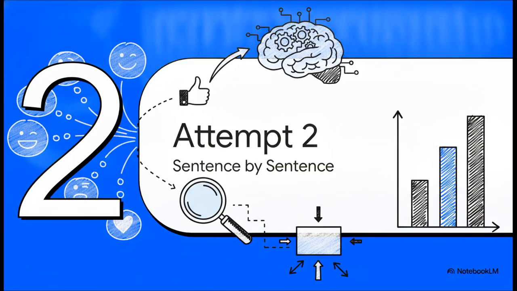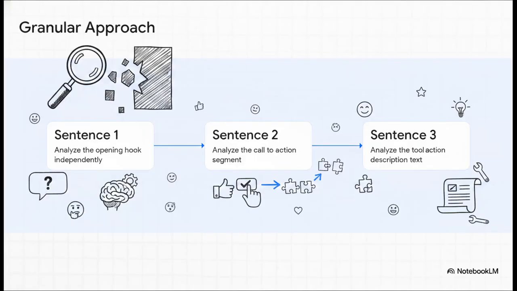Attempt 2. Prompting sentence by sentence. This brings us to the core takeaway from the source material. To get truly actionable results, we have to move to a granular approach. Instead of feeding the AI the whole block of text, we are going to feed it just one single sentence at a time.